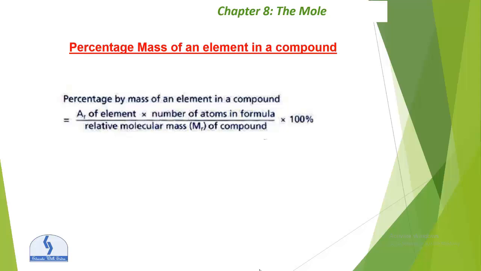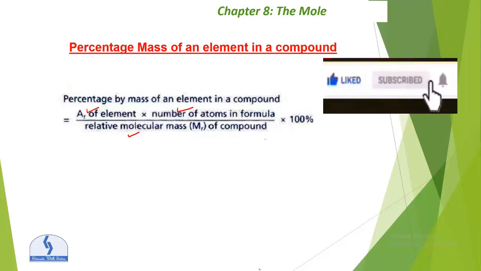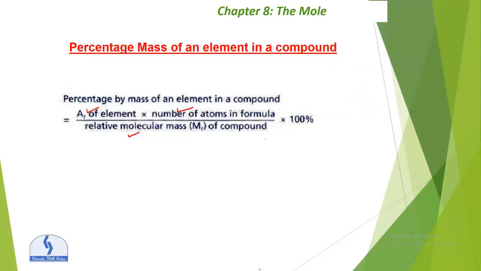Now we are doing the percentage mass of an element in a compound. The percentage by mass of an element in a compound is equal to the relative atomic mass of an element multiplied by the number of atoms in the formula, the whole divided by the relative molecular mass of that compound, multiplied by 100. This is the formula. You have to memorize this, right?